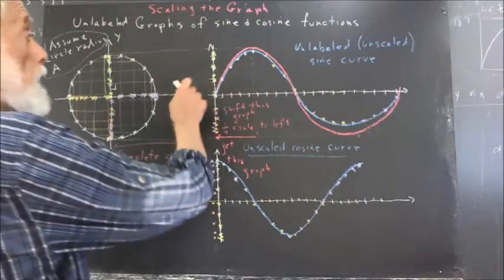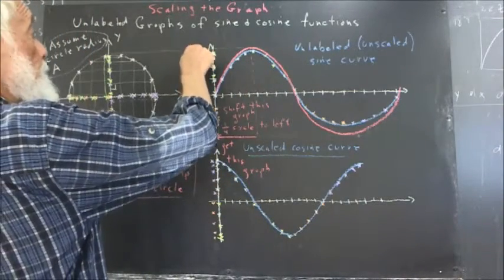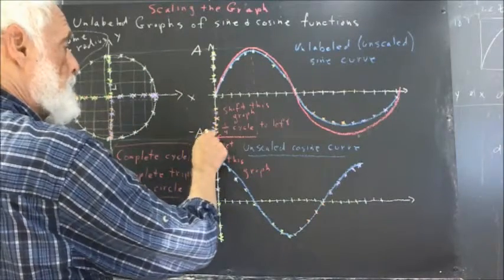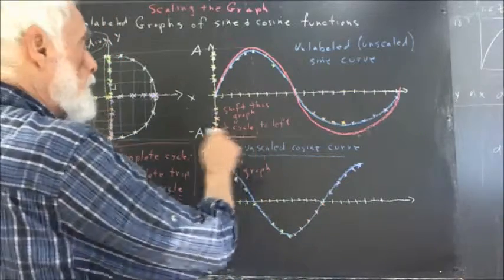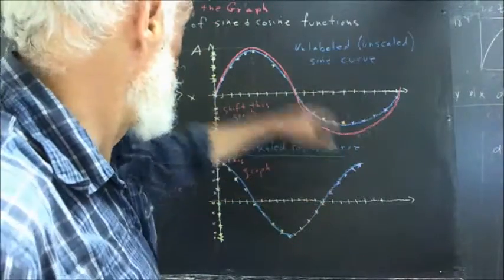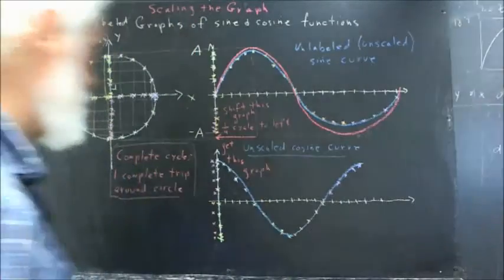So on our graph, we can label this high point a, and the low point negative a. So the graph ranges from negative a to a, the minimum point, the maximum point. Okay, well, what about the horizontal axis of the graph?